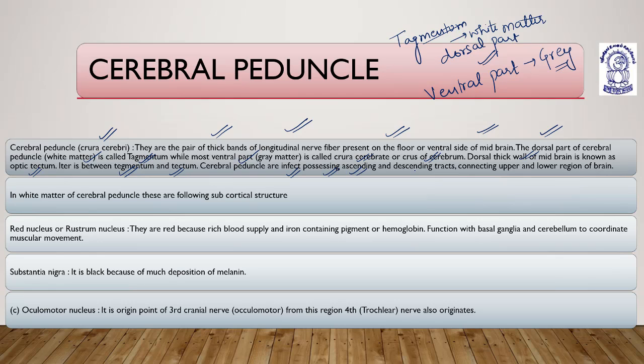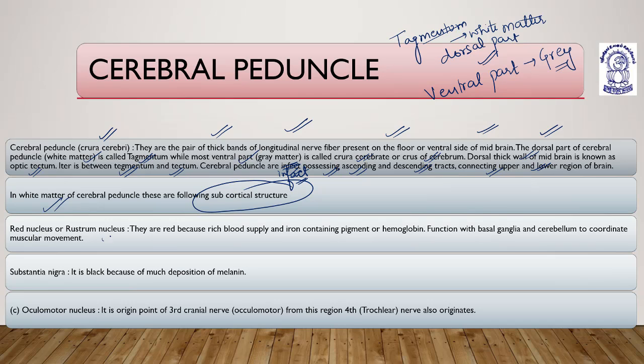Cerebral peduncles, in fact, possess ascending and descending tracts, connecting upper and lower regions of the brain. In the white matter of cerebral peduncle, there are the following subcortical structures.